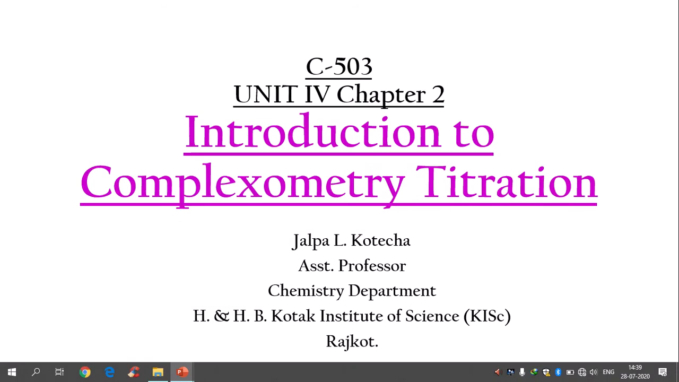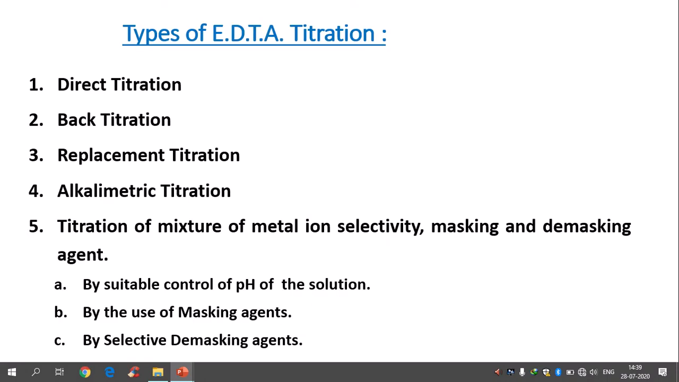Hello everyone. Today we will see the various types of complexometric titration or EDTA titration. So mainly there are four types: direct titration, back titration, replacement titration, alkalimetry titration. And the fifth type consists of the following three subtypes, that is the titration of the mixture of metal ion selectivity based on the control of the pH of the solution, using masking agent, and using selective demasking agent.